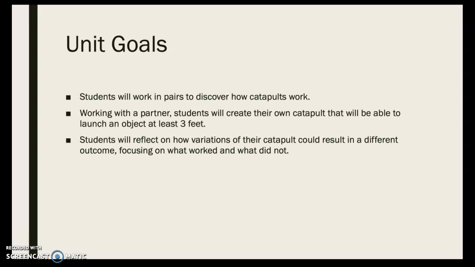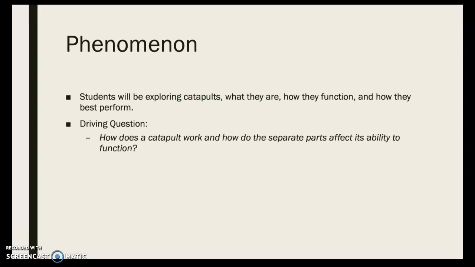The goals for this unit are that students will work in pairs to discover how catapults work. Working with a partner, students will create their own catapult that will be able to launch an object at least 3 feet, and students will reflect on how variations of their catapult could result in a different outcome, focusing on what worked and what did not.